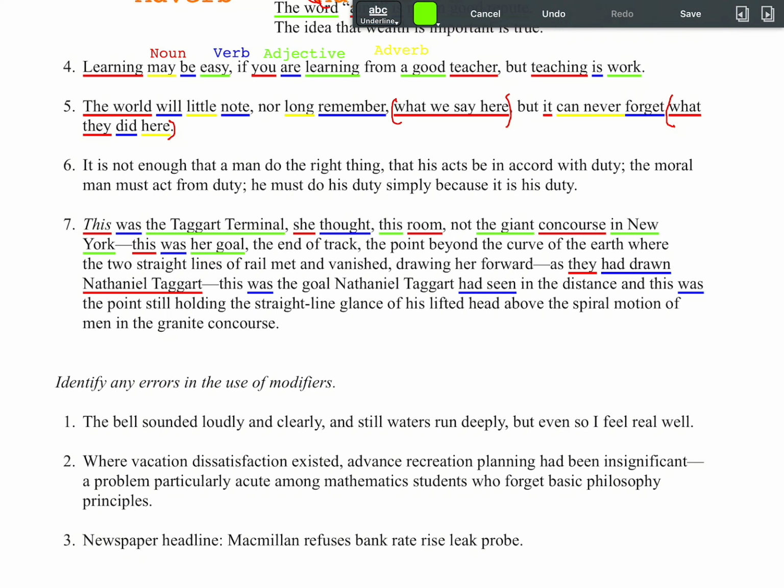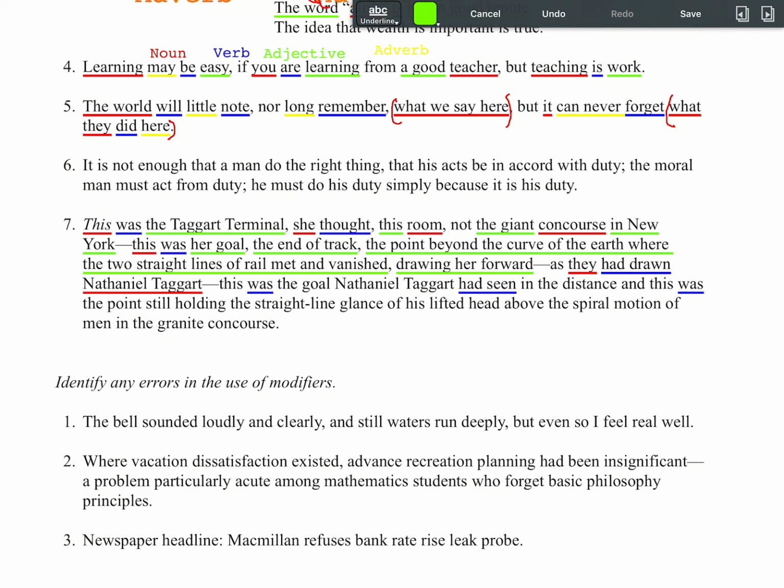So the end of the track, same thing, tells you about this. The point beyond the curve where the two straight lines, blah, blah, blah. Also an adjective phrase because it's telling you about the this. Drawing her forward. This was drawing her forward. Tells you another thing about this. I think.